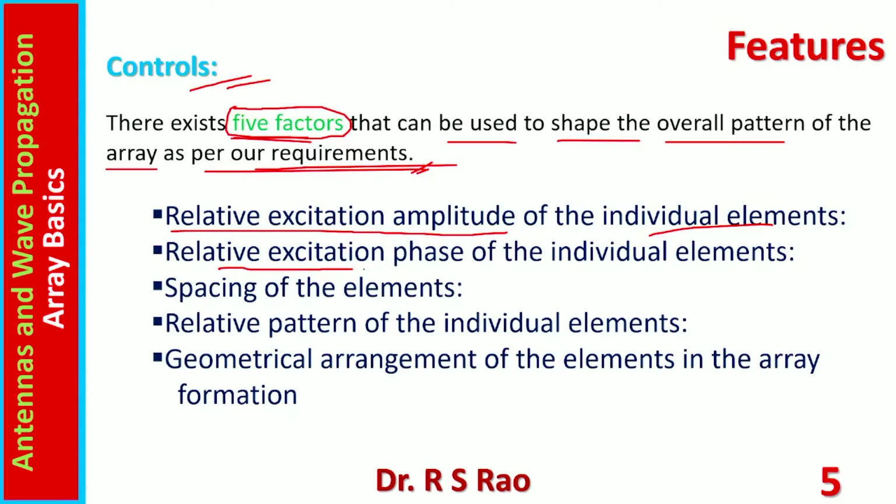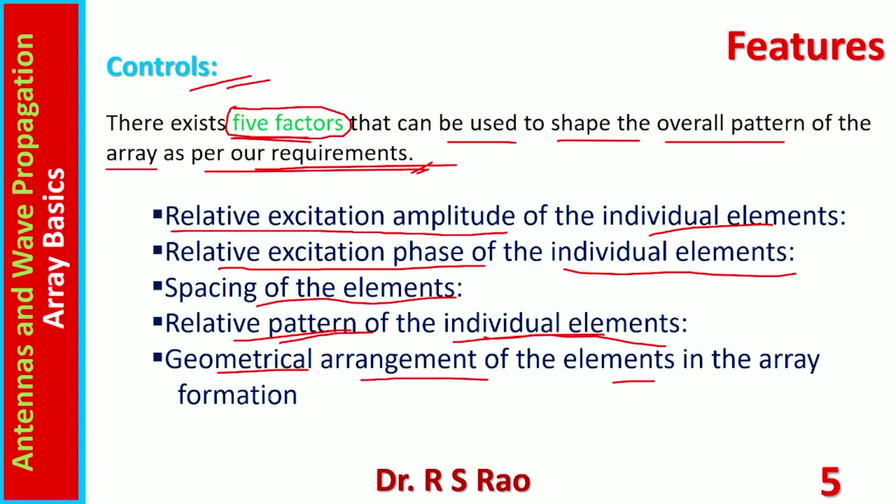Relative excitation phases of individual elements. The currents that are being fed into the elements are associated with phases, relative phases of these currents. Spacing of the elements, the distance between one element and the other element. Relative pattern of individual elements. Arrays are made up of individual antennas. These individual antennas must have their own pattern. Last one is the geometrical arrangement of elements in the array formation.